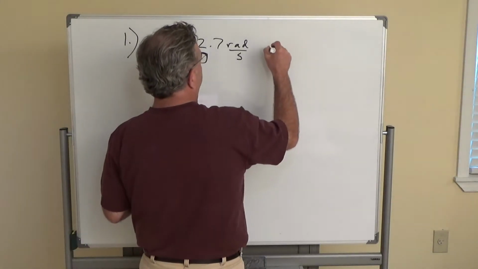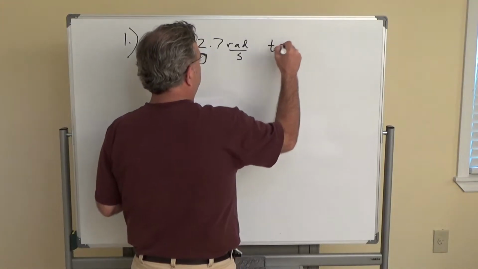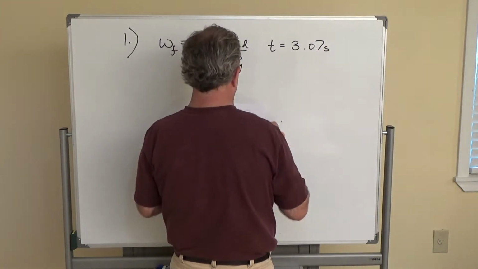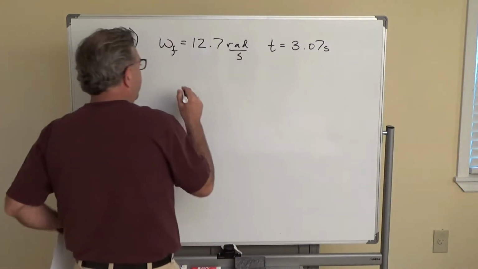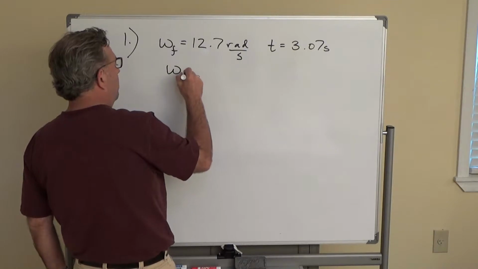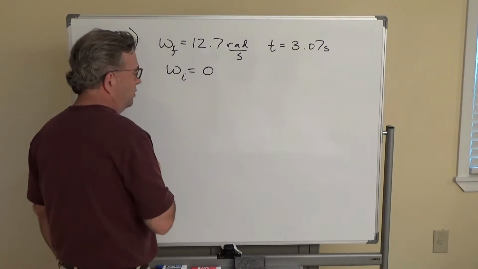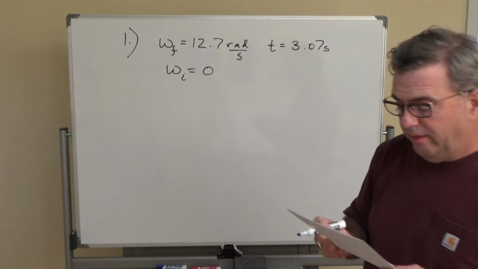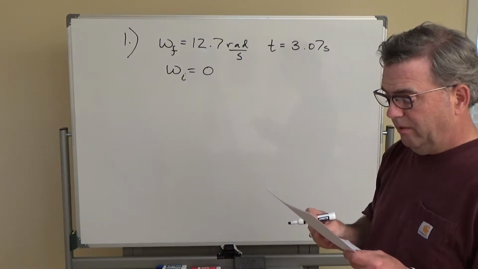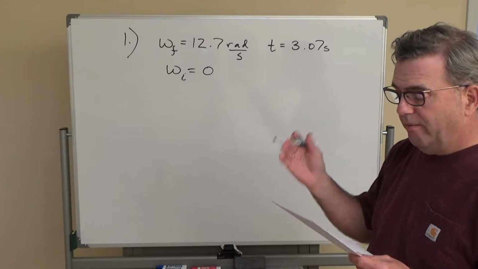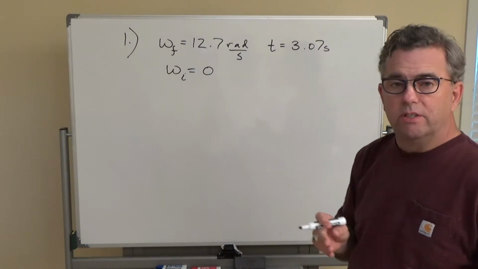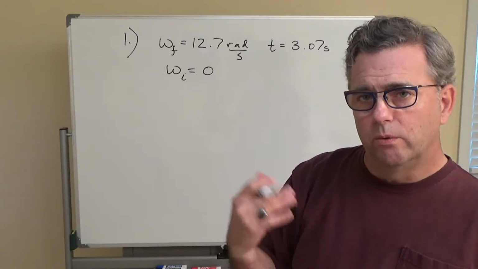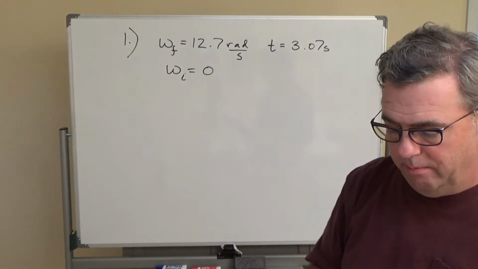They give you t or delta t. We'll just call it t. 3.07 seconds in my problem. And they tell you that the wheel starts from rest, so omega initial is equal to 0. And the object is to find the final velocity. No, we have the final velocity. The object is to find through how many radians the wheel traveled, okay, delta theta.